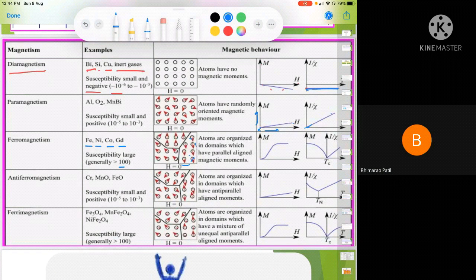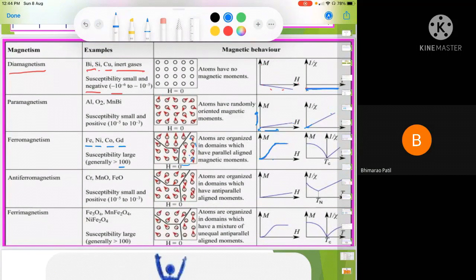Then you see here M is the magnetism and H is the applied magnetic field. You see in the graph, if you place that material in an applied magnetic field and slightly increase the applied magnetic field, it shows strong magnetism, and after some applied magnetic field it becomes saturated.